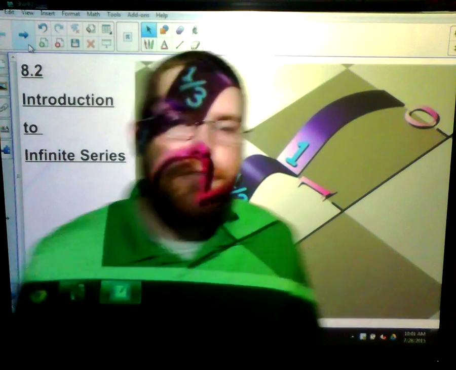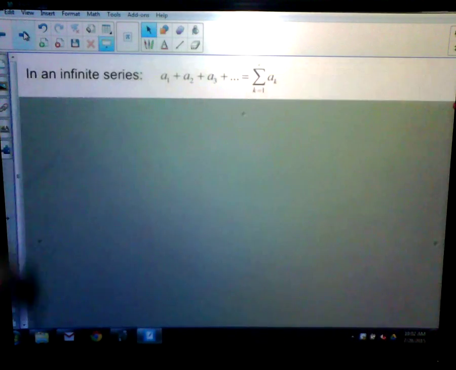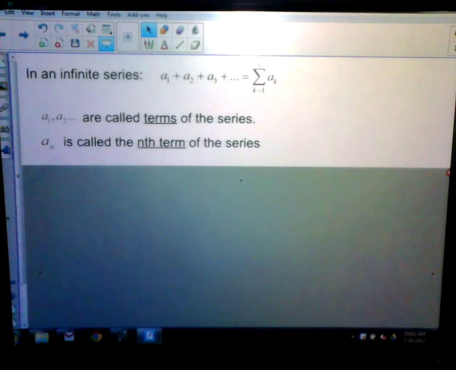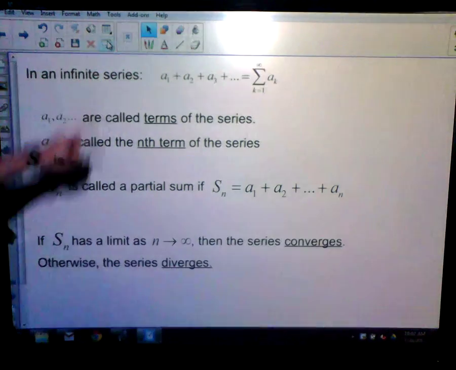We're going to be talking about infinite series, so let's do a little introduction to infinite series. In an infinite series, you take an infinite number of terms and add them together. Each part is called a term, and a sub n is called the nth term. The partial sum is when you add up a certain number of them. So s sub n might mean, like, s of 8 means add up the first 8 terms.